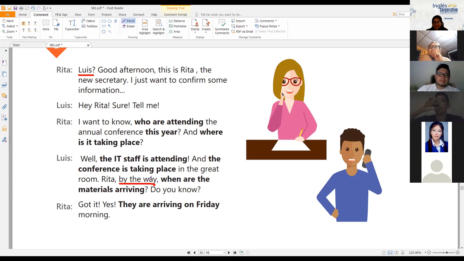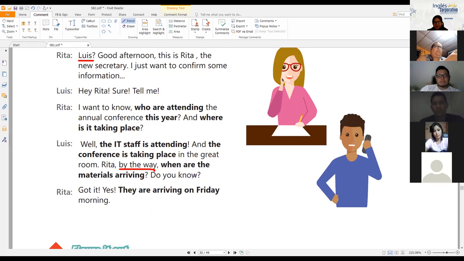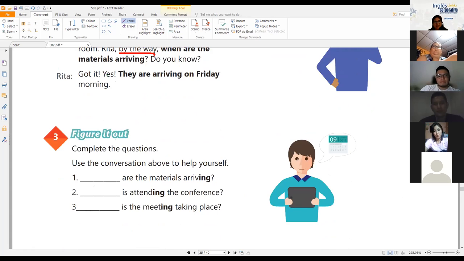Okay, checking. Aquí probablemente les suene así como que raras las respuestas porque ella está respondiendo a lo anterior y después a la otra pregunta, right? Como cuando nosotros estamos en una conversación normal, ¿verdad? Y que sin darnos cuenta respondemos a varias preguntas al mismo tiempo. Entonces, es la situación. A ver, vamos a las questions. Use the conversation above to help yourself. Complete the questions.